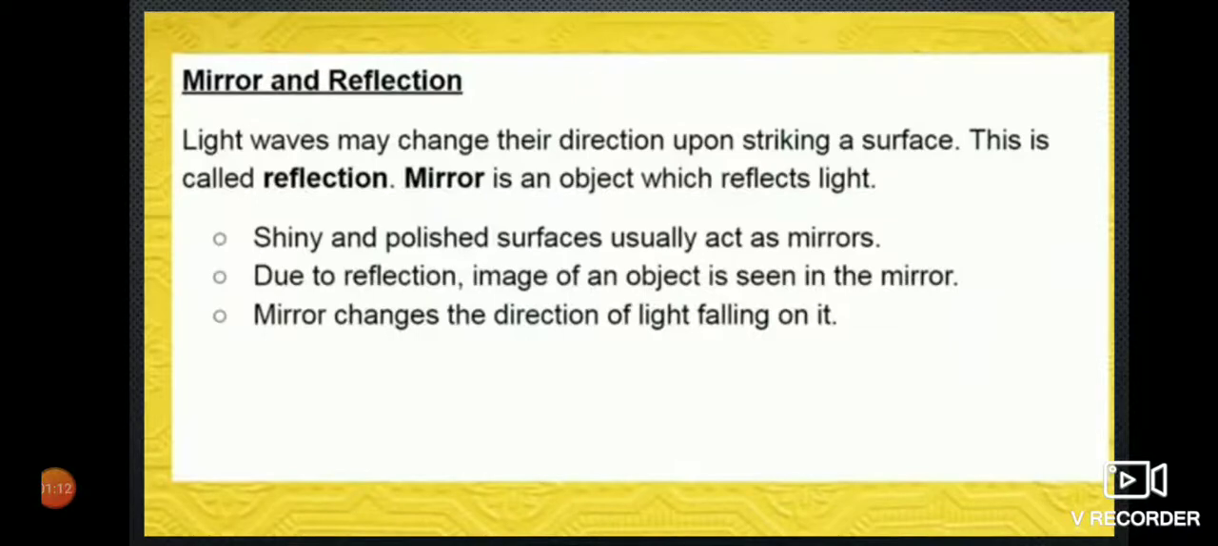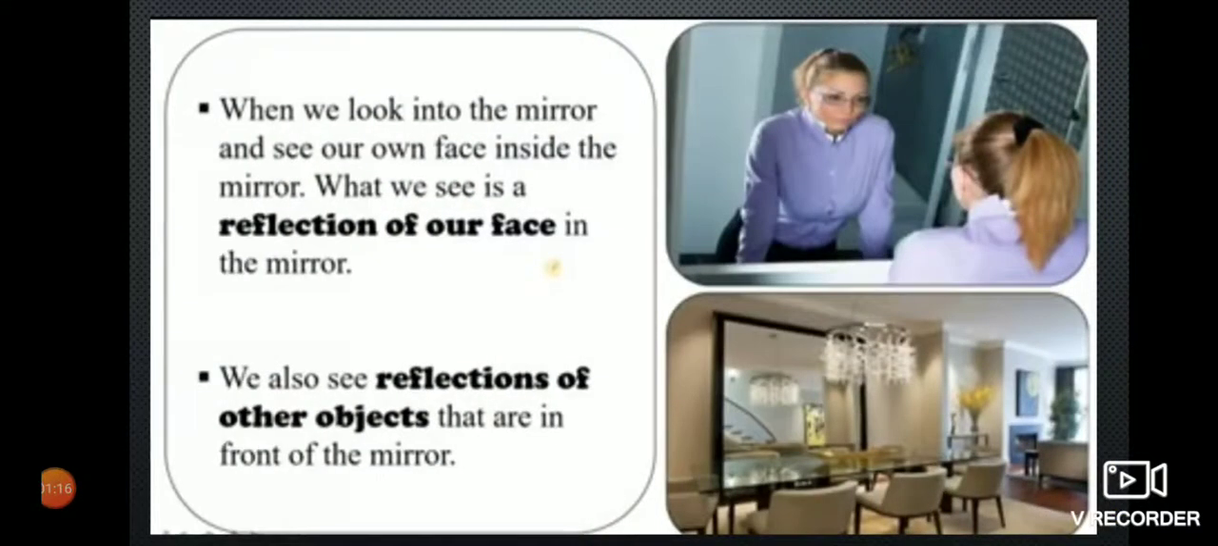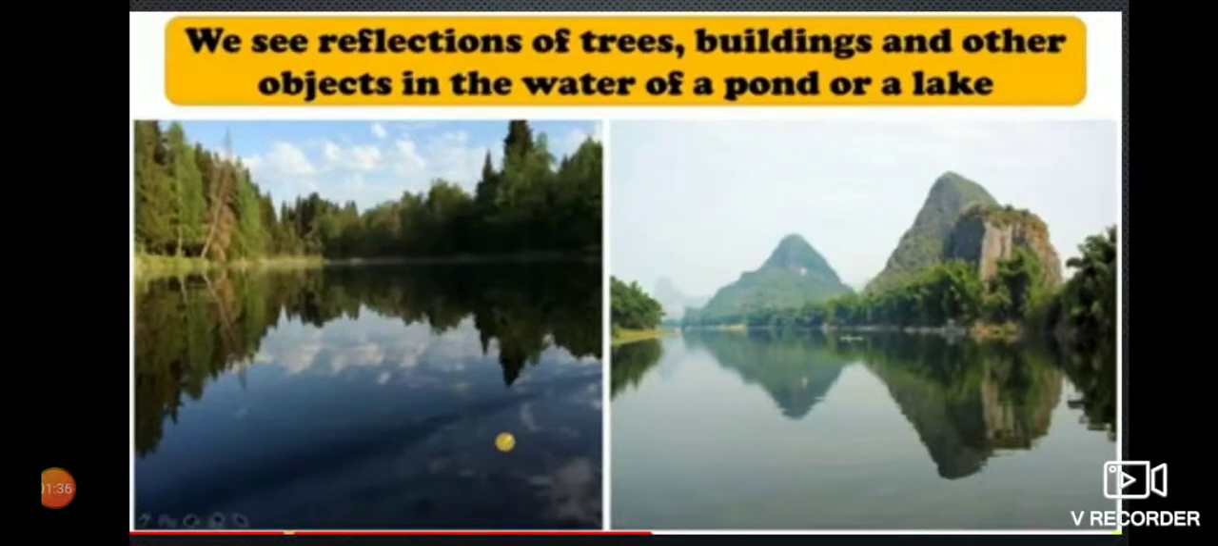Let us see how this is happening. When we look into the mirror and see our own face inside the mirror, what we see is a reflection of our face in the mirror. We also see reflections of other objects that are in front of the mirror. We see reflections of trees, buildings and other objects in the water of a pond or a lake.